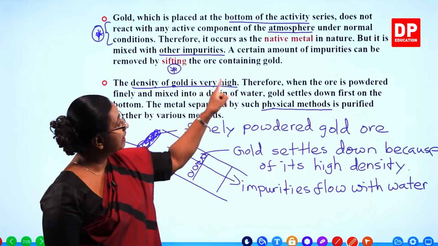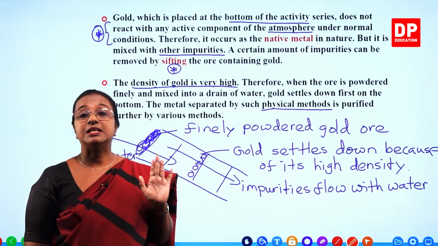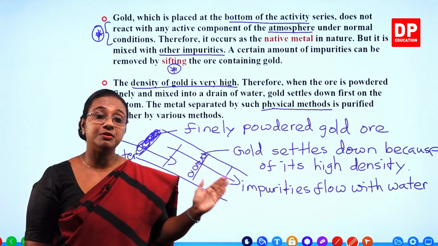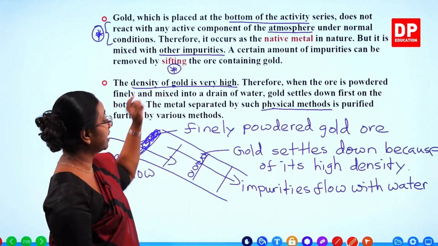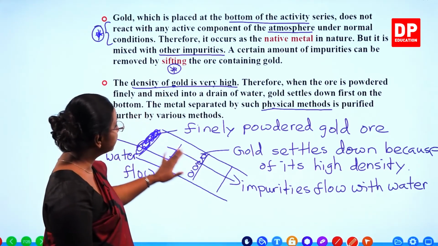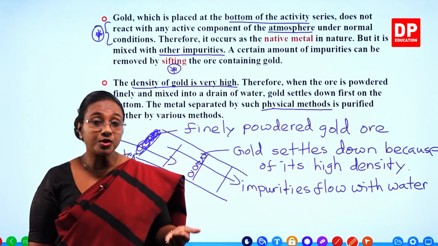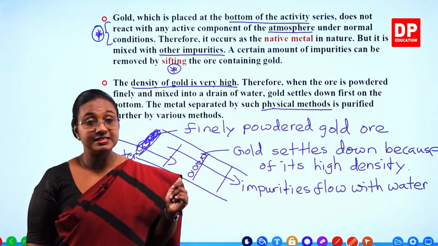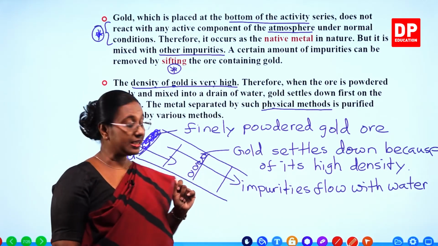You need to remember that gold is a native metal, so it exists as a metal in nature. Only the impurities need to be removed, and for that we use physical methods, for example sifting. That is possible because of the high density of gold. So with that, students, I will move on to the next slide.